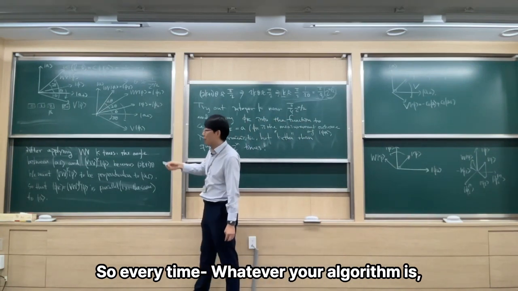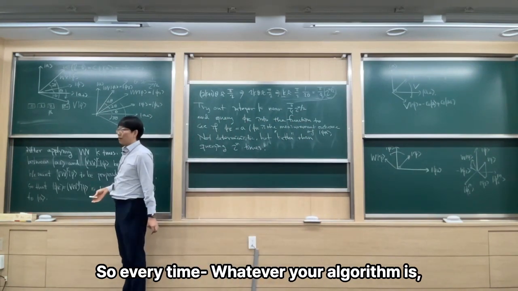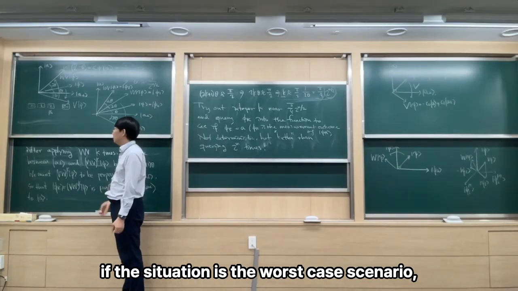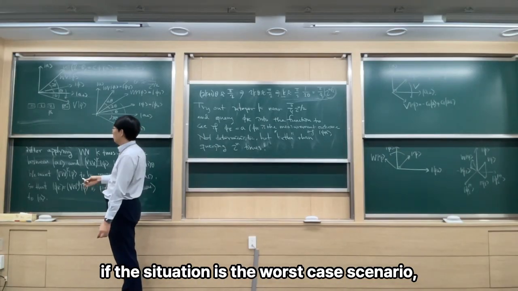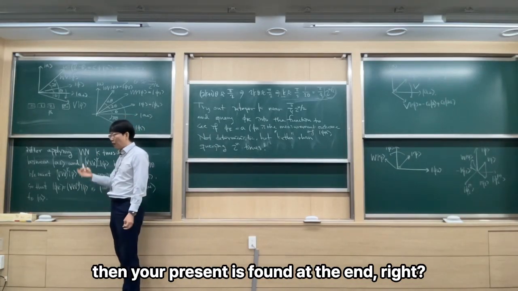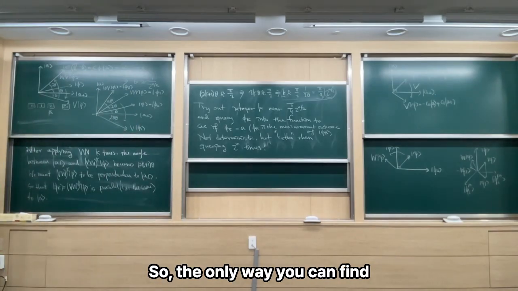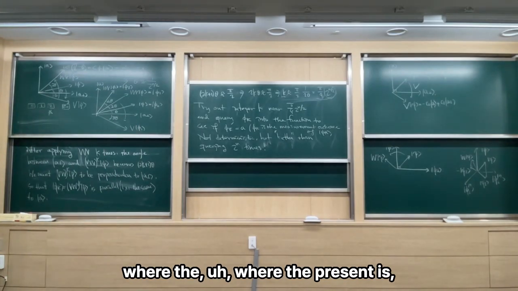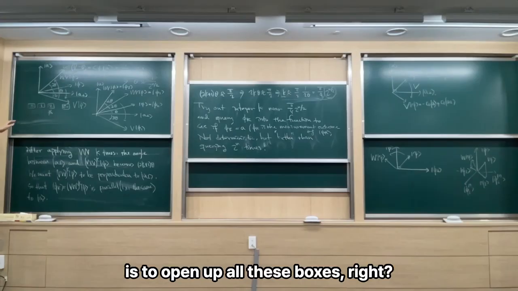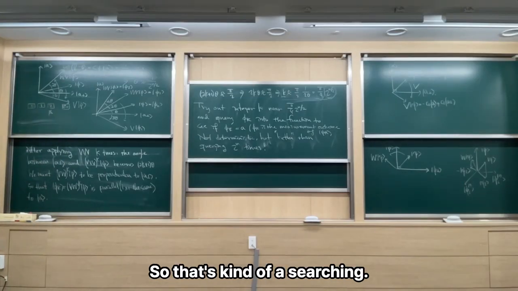So every time, whatever your algorithm is, if the situation is the worst case scenario, then your present is found at the end, right? So the only way you can find where the present is, is to open up all these boxes, right? So that's kind of a searching.